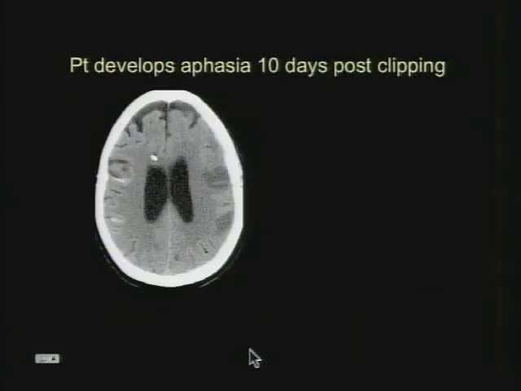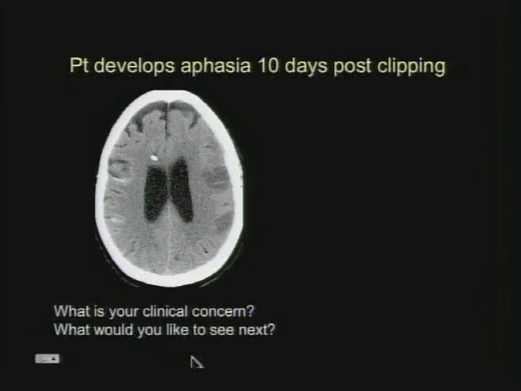So this is the same patient who develops aphasia 10 days post-clipping. So now on the non-contrast CT, you see that the patient's had an EVD in place, so oftentimes these patients will develop hydrocephalus, as we saw. But now the patient has wedge-shaped areas of hypodensity. So what is your primary concern here, and what do you want to see next?